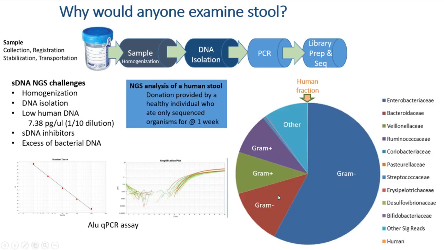If we do NGS, and this particular sample is a great example of humans working together to do science. This individual donated a sample after eating only sequenced organisms for a week. This is an experiment that was done some time ago when we didn't really know what to expect in sequencing a stool sample. But what we found out was that the human fraction was an incredibly small component, let alone trying to detect anything that you might have eaten. It's dominated by bacteria.